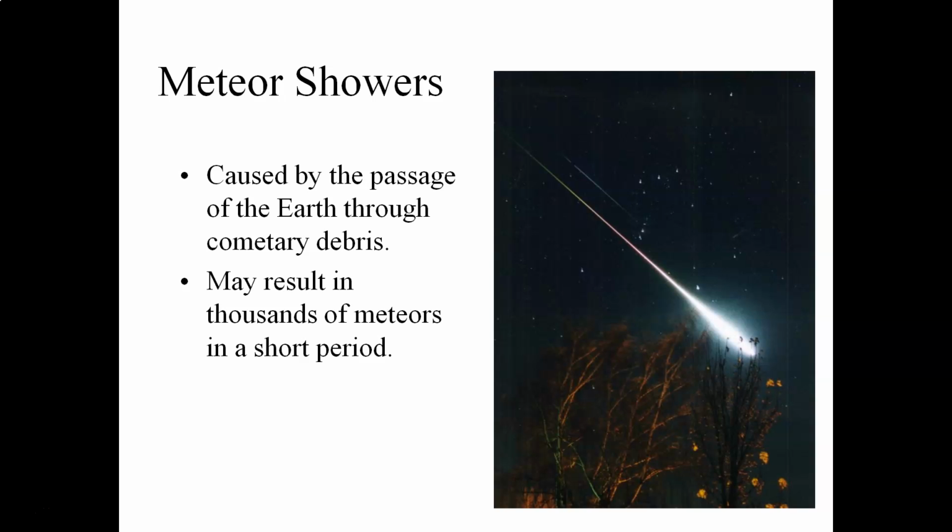Okay, now we mentioned earlier the dust tails associated with comets, and that material ends up orbiting around the sun. Well, every now and then the Earth will pass through that material as it orbits the sun, and when the Earth passes through that material, this results in meteor showers. In some cases, as the Earth passes through that cometary debris, it may result in thousands of meteors in a very short period of time. The Perseid meteor shower, for example, occurs in August of every year, and that's an occurrence when the Earth passes through the cometary debris of a specific comet.